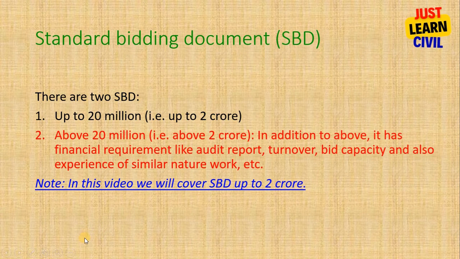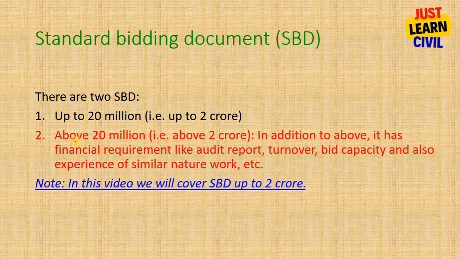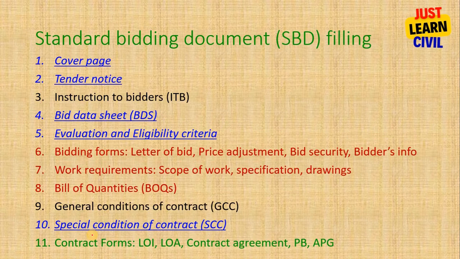Now standard bidding document, there are two types. One is up to 2 crore and another is above 2 crore. We will be considering here only this one. The second will be considered in another video. Standard bidding document, this is the table of content of the standard bidding document.